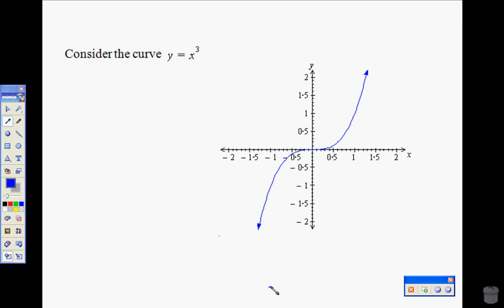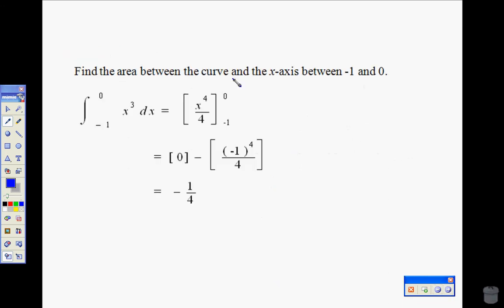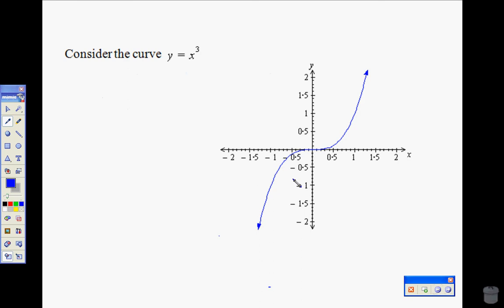This time, let us have a look at the curve y is equal to x cubed. If we want to look at this area, this time, we want to find the area between the curve, the x-axis, and negative 1 to 0. So, we're looking from negative 1 here to 0. So, this is the area in here we want to find.